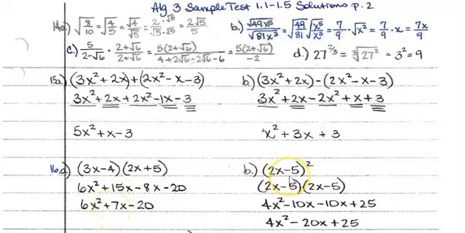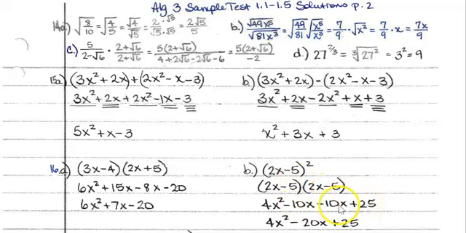All right, if I have 2x minus 5 squared, remember that I can't just square that first one and square that last one. What that literally means is 2x minus 5 times 2x minus 5, and I need to FOIL. So 2x times 2x would give me 4x squared. 2x times negative 5 is negative 10x. Negative 5 times 2x is negative 10x. And negative 5 times negative 5 is positive 25.